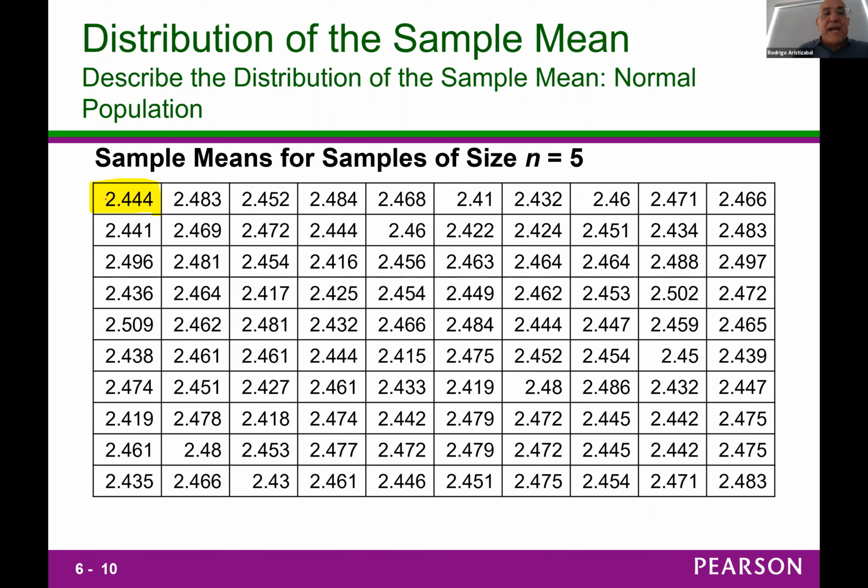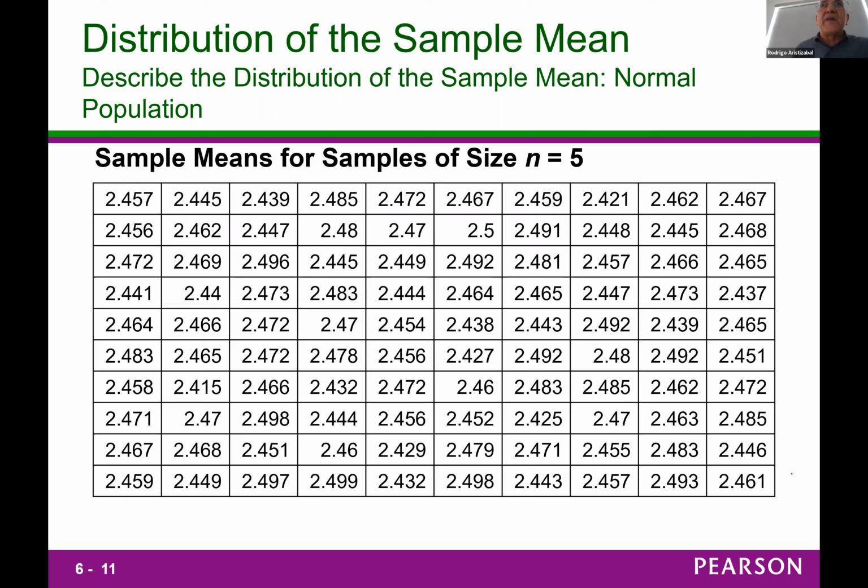In this table, we have 100 sample means. That was the first one that we obtained in my first sample. And this is sample number 100, equal to the mean of this sample. When we sum and divide by 5 the weight of all of these pennies, we obtain this number. Here in this other table, we have 100 more. In total, we have 200 samples of size 5.